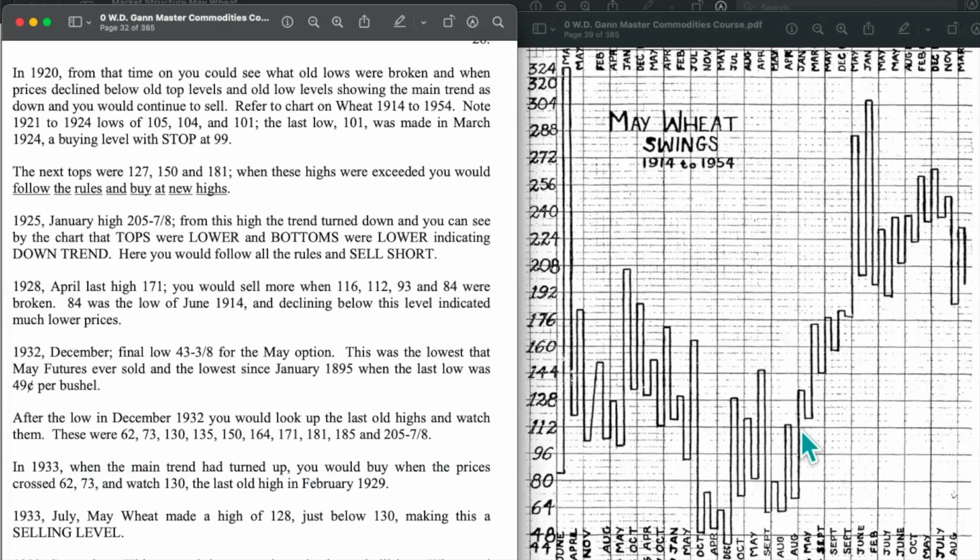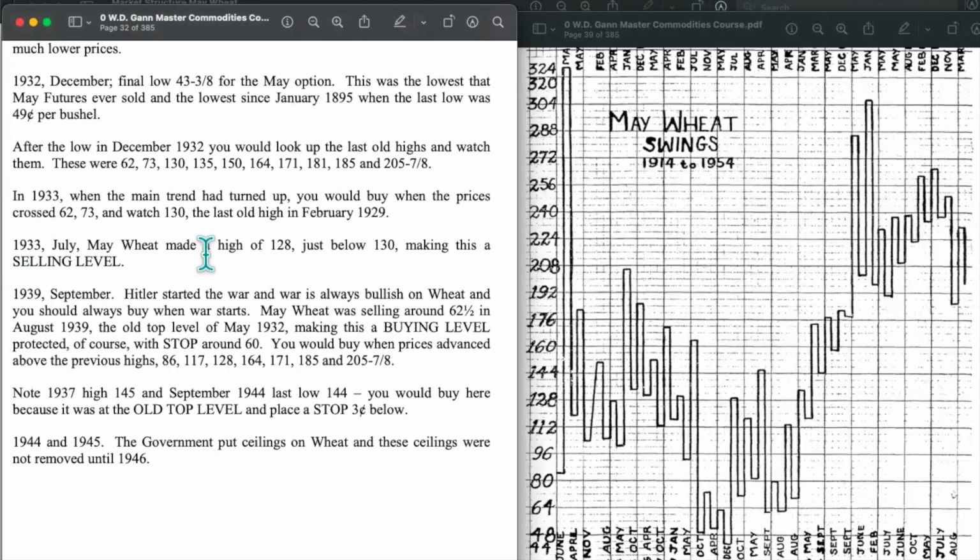Let's look at what high we got over here. In July 1933, May wheat made a high of 128, just below 130, making it a selling level. As we move further, we again get a second high. Note 1937 high 145. In September 1939, Hitler started the war, and war is always bullish on wheat. You should always buy when war starts. May wheat was selling around 62 and a half in August 39. So in August 39, before the news of Hitler starting the war, which came in September, there was already a low.